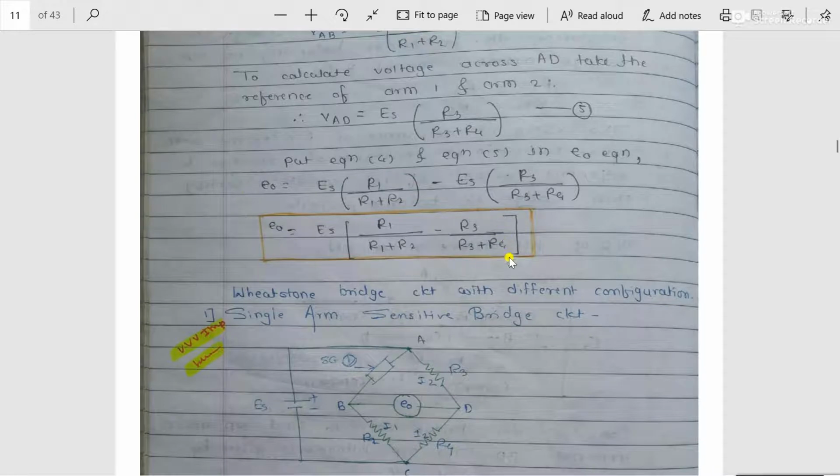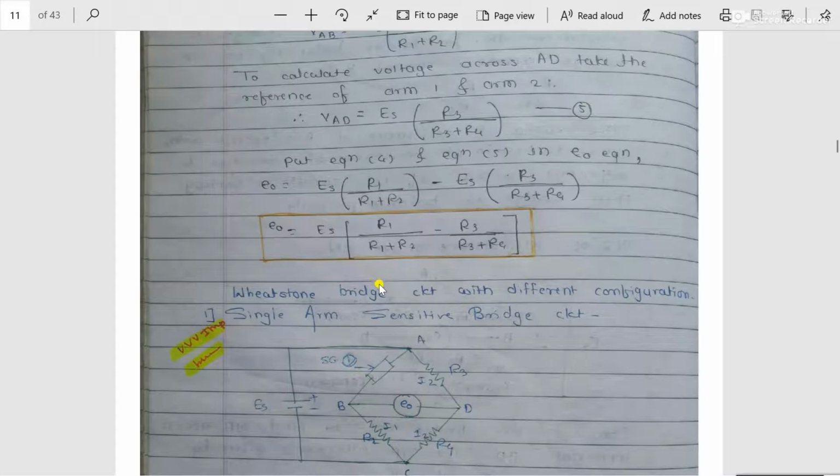And this output formula I have to use for the strain gauge applications in the different types of configurations, and by putting the values of all the strain gauges in this particular equation, I can say which bridge circuit is more sensitive, that is either single arm sensitive bridge circuit is sensitive, or two arm sensitive bridge circuit is sensitive, or the four arm sensitive bridge circuit is sensitive.